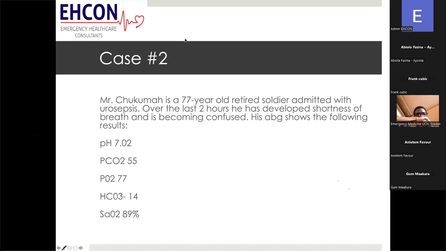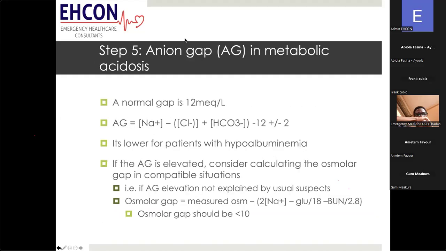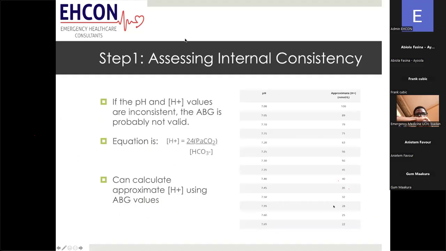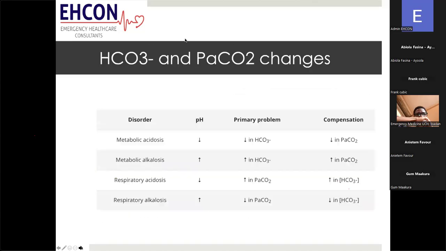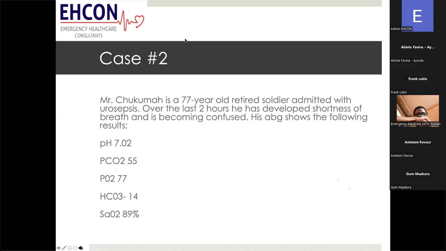When we go to our table, a hydrogen ion concentration of 94.3 falls somewhere between 7.0 and 7.05. So we go back to Mr. Chukwuma and we see that his pH is 7.02. So this gas is okay. Next step then is to determine, is he acidemic or is there an alkalemia going on? Well, the normal pH is 7.35, so 7.02 is clearly lower, which indicates that this is an acidemia. Okay, very well. Are we having a respiratory or are we having a metabolic?